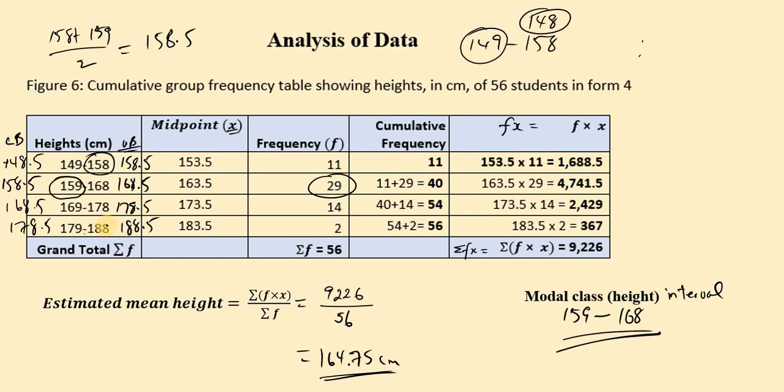You can think of it as there's another class interval that starts at 189. So add 189 to 188, divide by 2, you get 188.5. So that's how we get the boundaries.